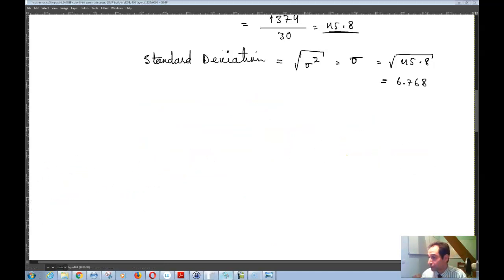So that means that in the case of this example, that was example number 9, your variance becomes 45.8, and your standard deviation is 6.77. And that's basically that.